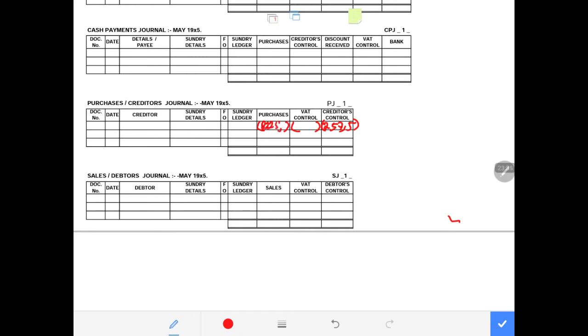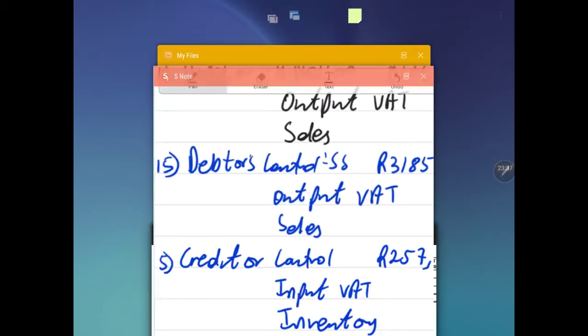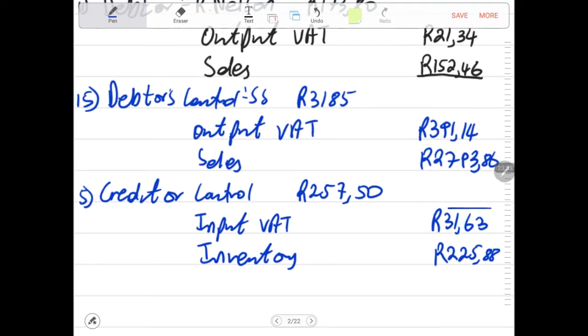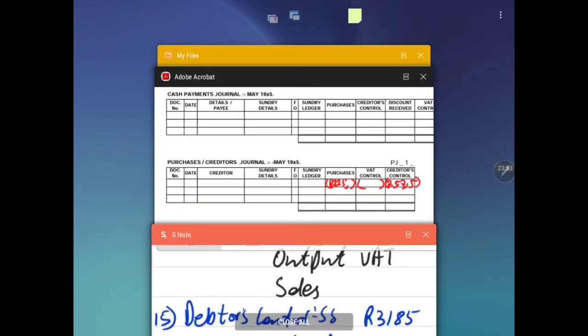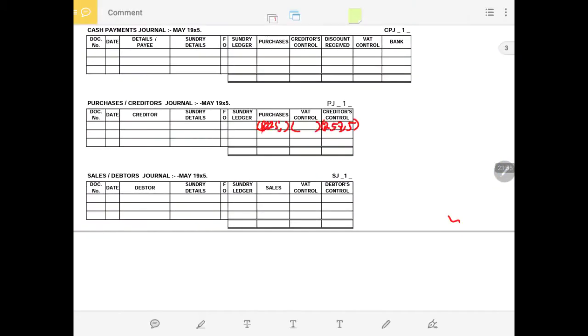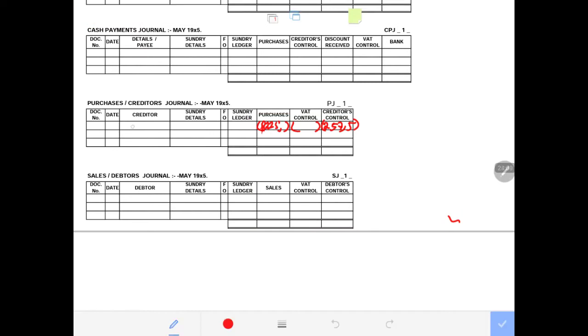225 point, let us verify that. Yeah, 31.63 is the VAT, then 225.88 is the inventory, which is our purchases. Then 257.50 is the creditors control. So now this is how you will link this with the subsidiary journal. Not forgetting that under the creditor, you mention the name of the creditor.